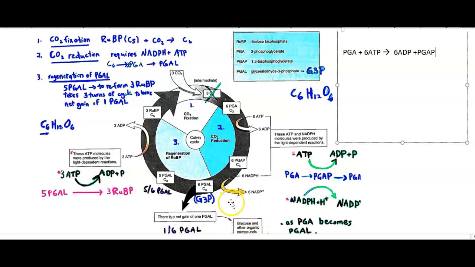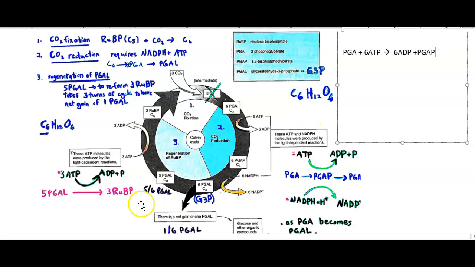Now we have 6 PGALs having 3 carbons. We start out with 3 carbons from carbon dioxide, and we still have 3 carbons. 1 PGAL is going to leave. So we have a net gain of 1 PGAL. So we know glucose has 6 carbons, right? C6H12O6. So 1 PGAL is going to leave the system. It's going to wait around till we go through one more time, so then we'll have enough carbons to make the glucose.